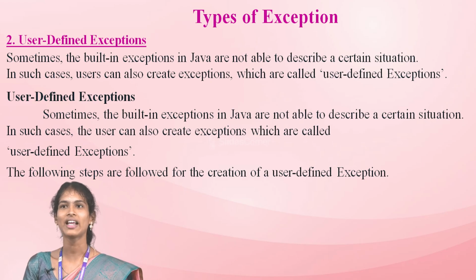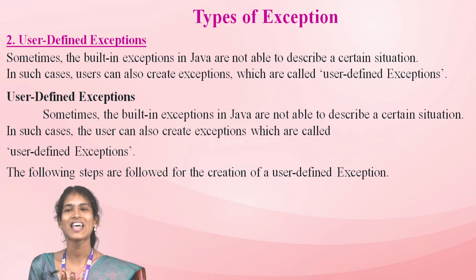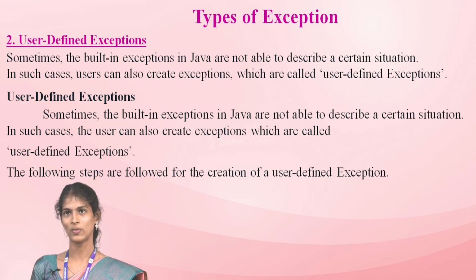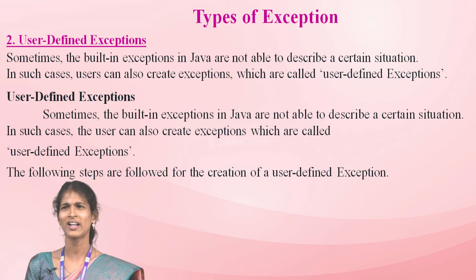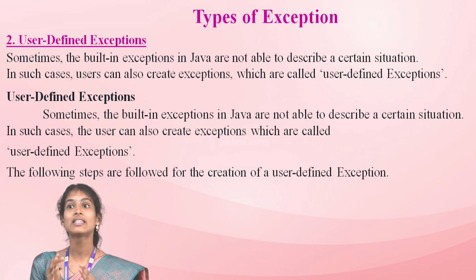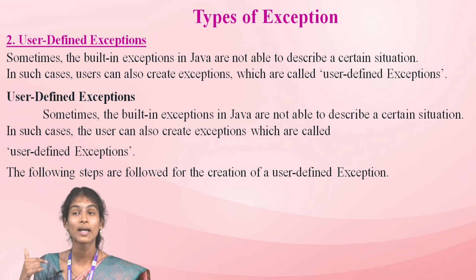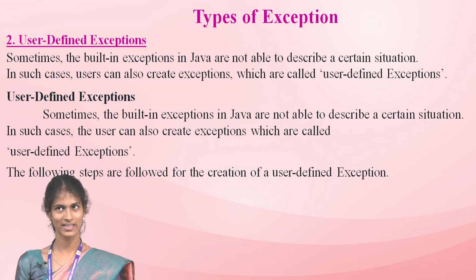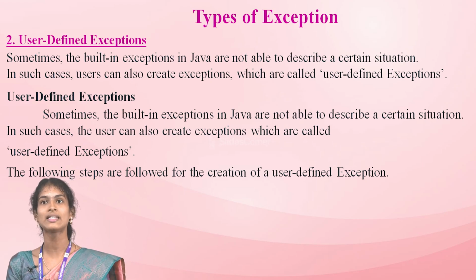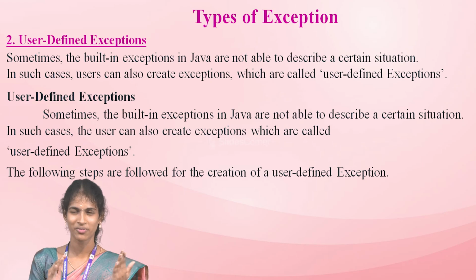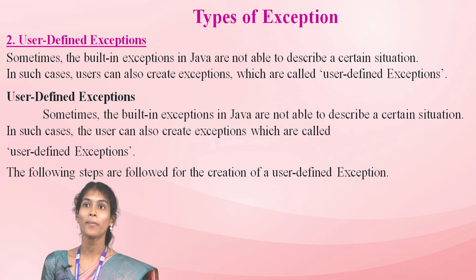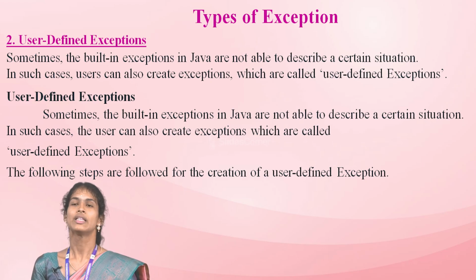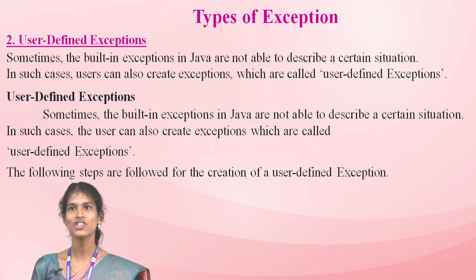Some examples of unchecked exceptions in Java. The first, ArrayIndexOutOfBoundsException. This exception is thrown when you attempt to access an array index that is out of bounds. The next, NullPointerException, which we have already seen. This exception is thrown when you attempt to access a null object reference. The next, ArithmeticException. This exception is thrown when you attempt to divide by 0 or perform an invalid arithmetic operation.